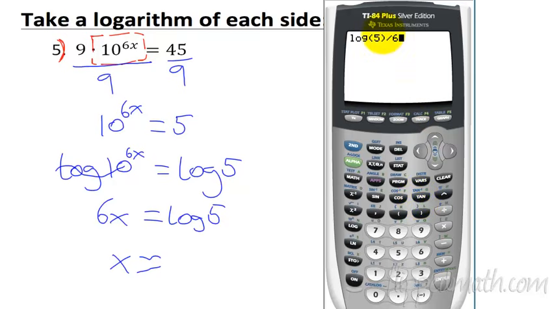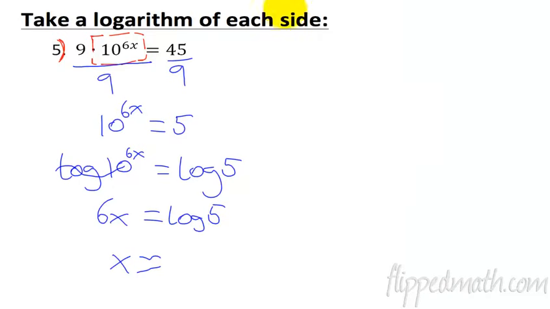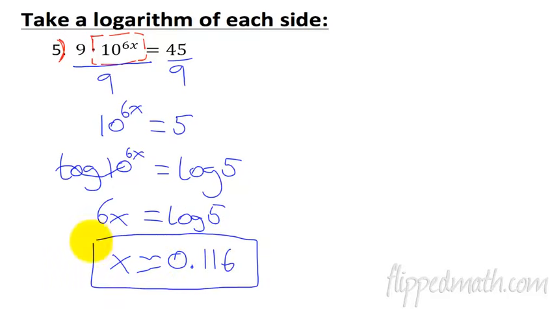Just be careful that you did close the parenthesis there when you're dividing by 6, and you get 0.116. So 0.116 is what x is approximately.